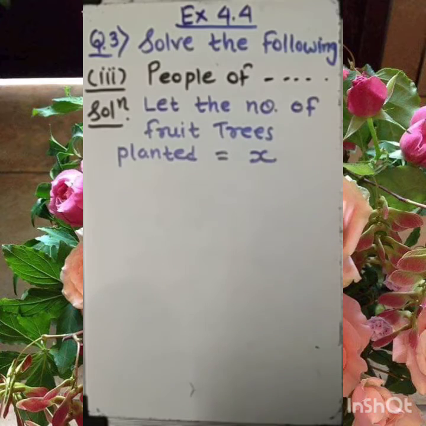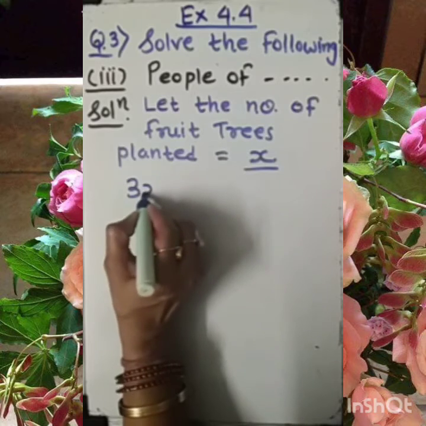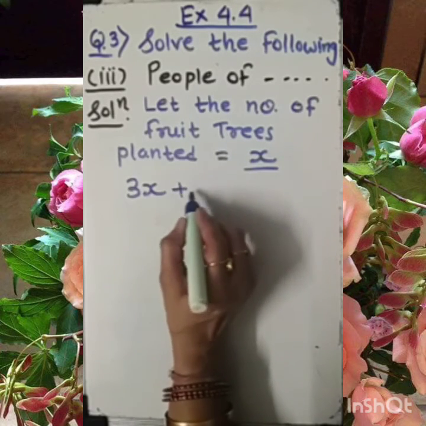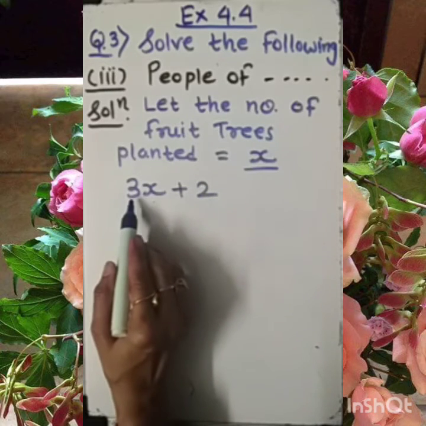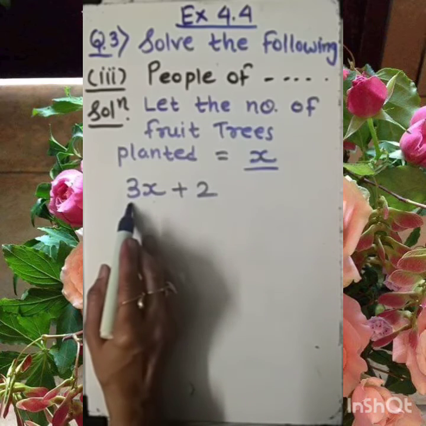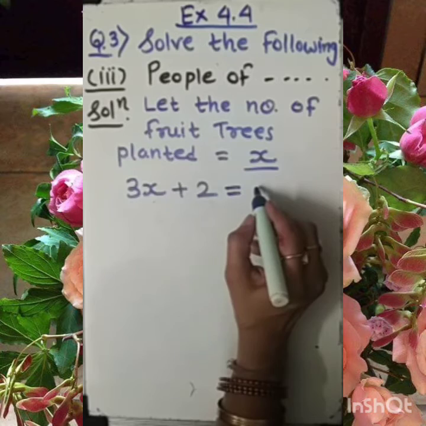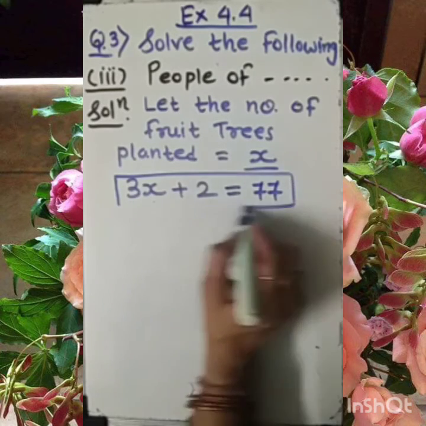Now, my dear student, what about non-fruit trees? For that, the line is given. I am reading it again. It is clearly mentioned: 3 times the number of fruit trees. What is 3 times x? It is 3x. And 2 more than that means 3x plus 2. That is equal to the number of non-fruit trees, that is 77. So this is the required equation.